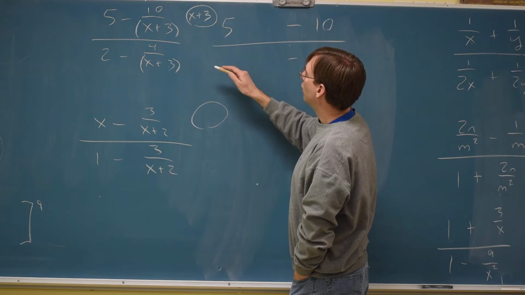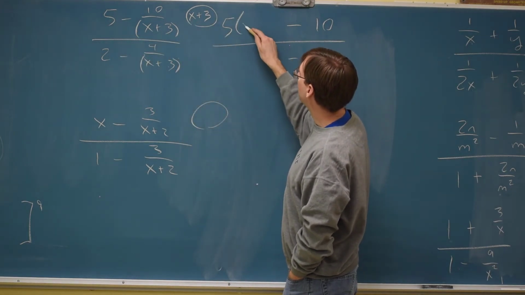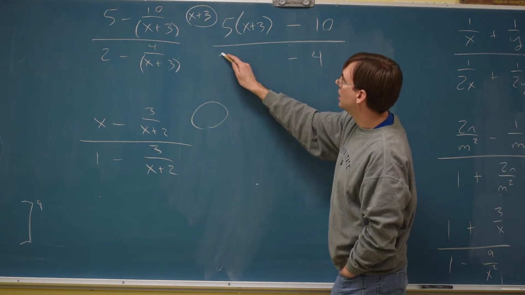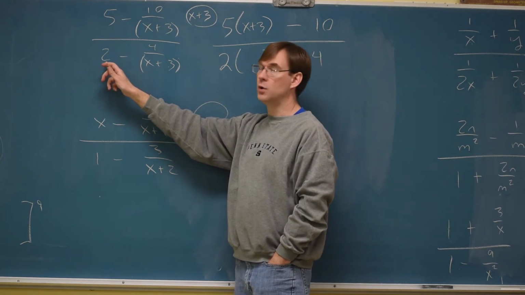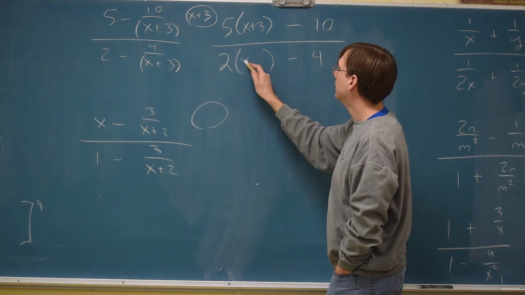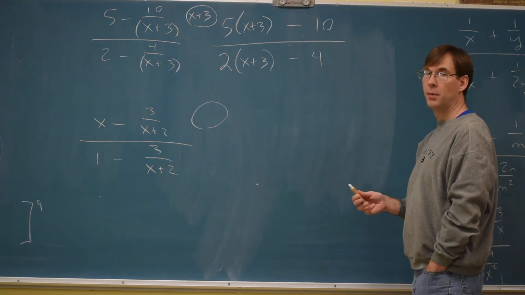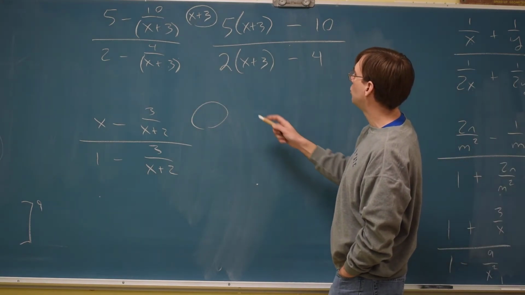In the 5's world, we don't have anything to cancel because it wasn't even a fraction. So 5 just wants to multiply x plus 3. And likewise 2. There's no canceling because 2 is not a fraction. We just want 2 to multiply the x plus 3. And then we need to go into a little bit of cleanup mode to try to combine like terms and do what we can to make this smaller.